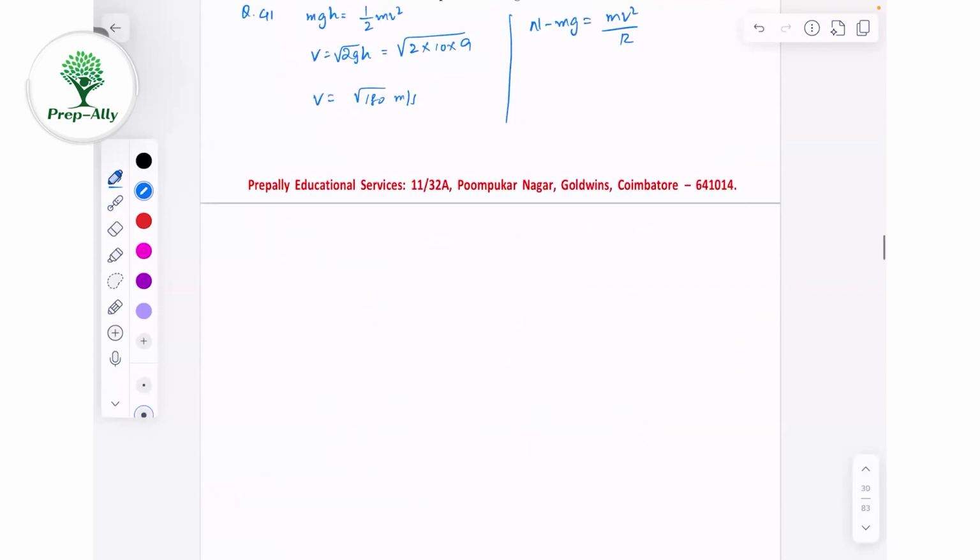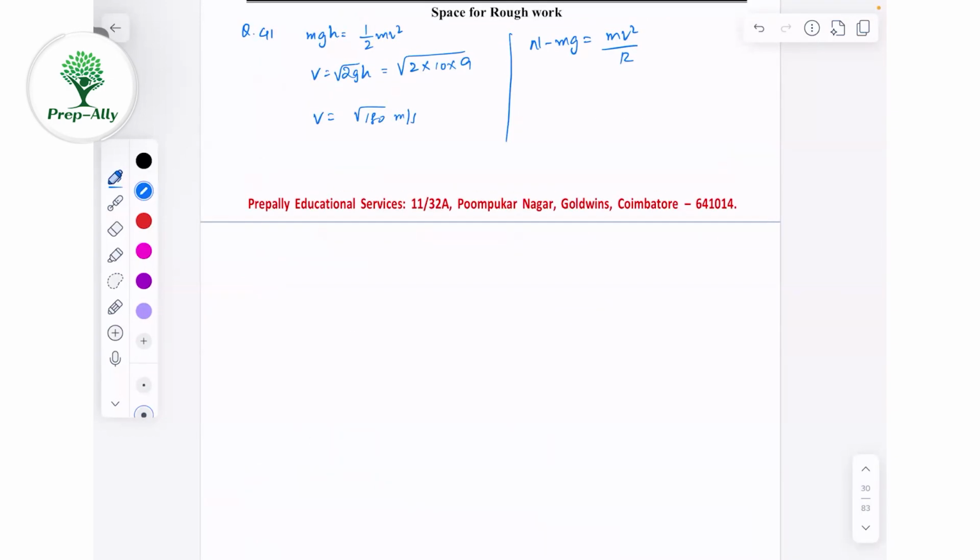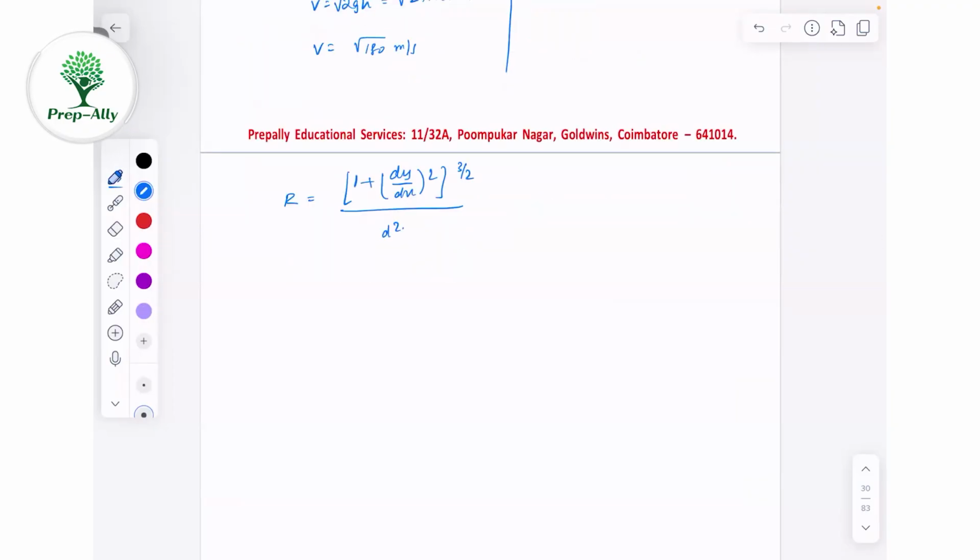So how do we get the radius of curvature? The expression for radius of curvature is (1 plus (dy by dx) whole square) whole power 3 by 2, divided by the magnitude of d square y by dx square.